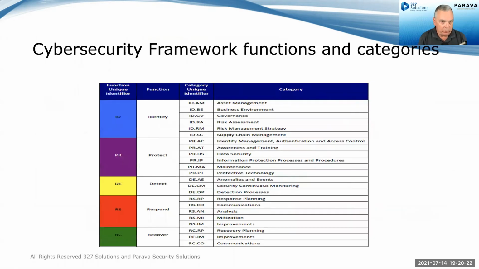These are the cybersecurity framework functions and categories. The function unique identifiers will include identify, protect, detect, respond, and recover. There will be within these functions unique identifiers for the different categories. And what we're going to do as we go through this is select very specific controls and compare and contrast what the cybersecurity framework profile would have you do versus what 800-171 would do by itself.